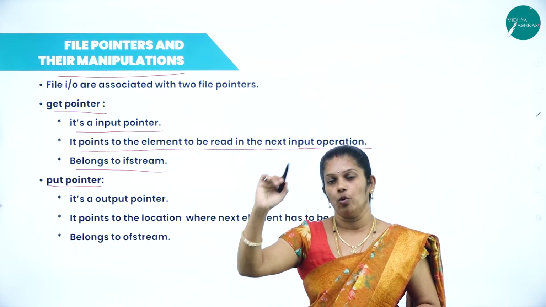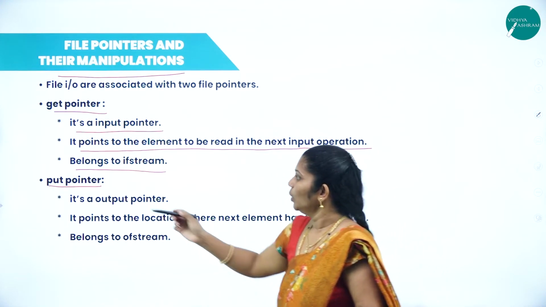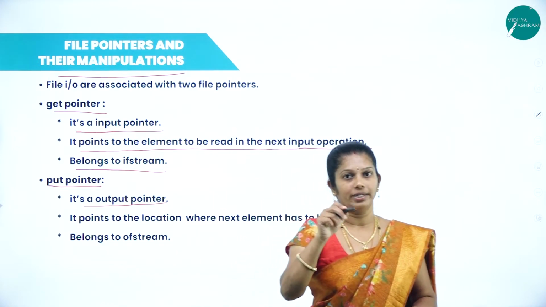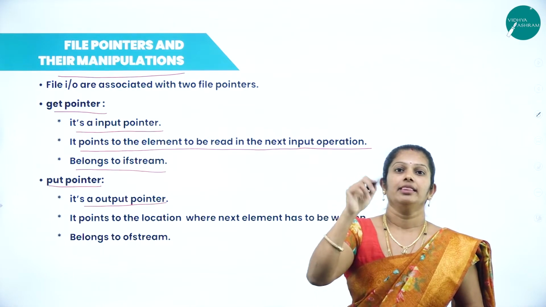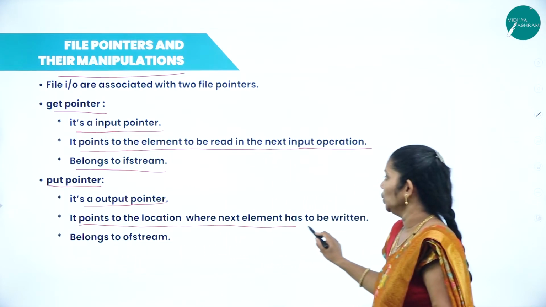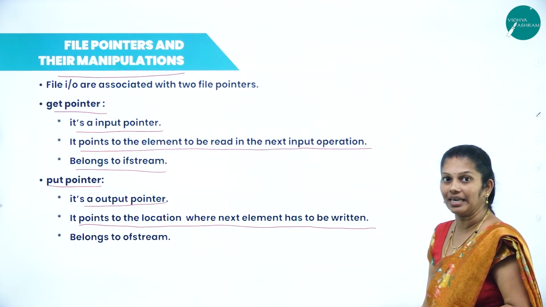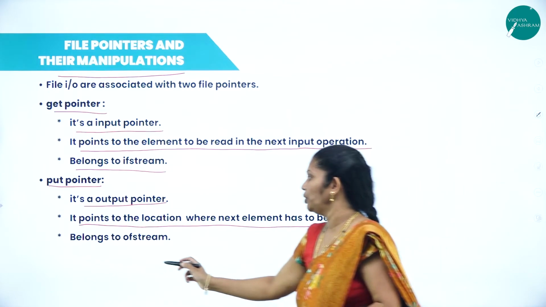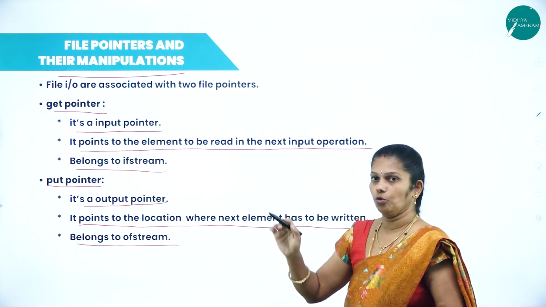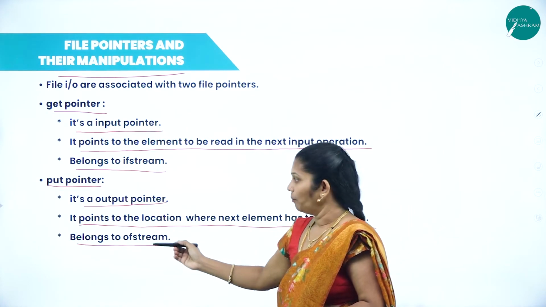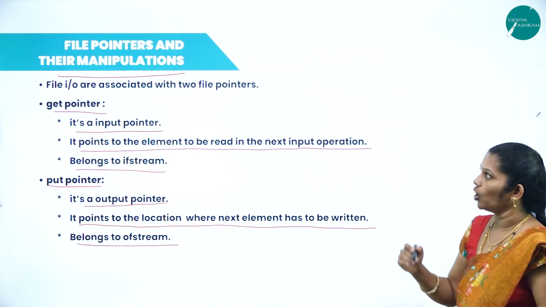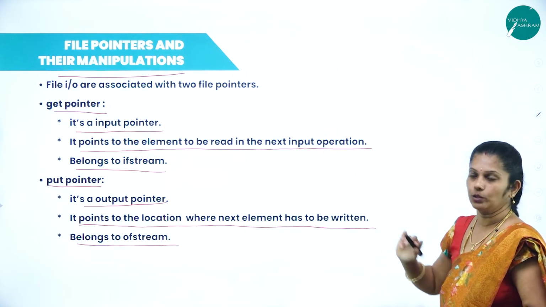Whereas the put pointer is an output pointer. This pointer tells exactly at which position we have to write. That is, it points to the location where the next element has to be written, where I want to write. It belongs to the ofstream class. Get means input, put means output; get means read, whereas put means write operation. Now, is it clear? These are the two types of file pointers that we use here.